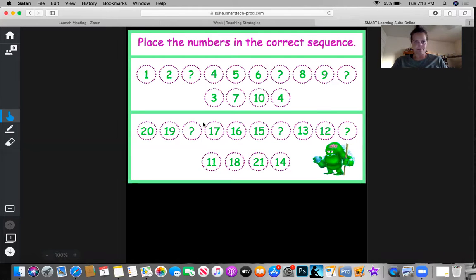Here we go. We're going to start with a math activity, all right? You know how before we've talked about a number line, how we start with 0 and we go 1, 2, 3, 4, 5, 6, 7, 8, 9, 10, and so on. Well, as you can see here on the screen, here's a number line, and I need your help figuring out what goes in there. So we are going to place the numbers in the correct sequence.